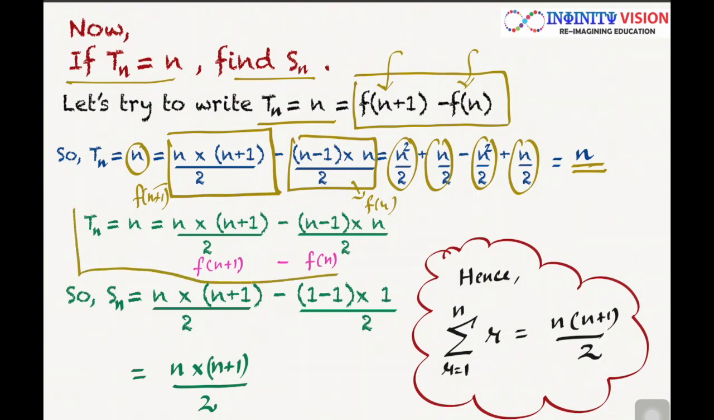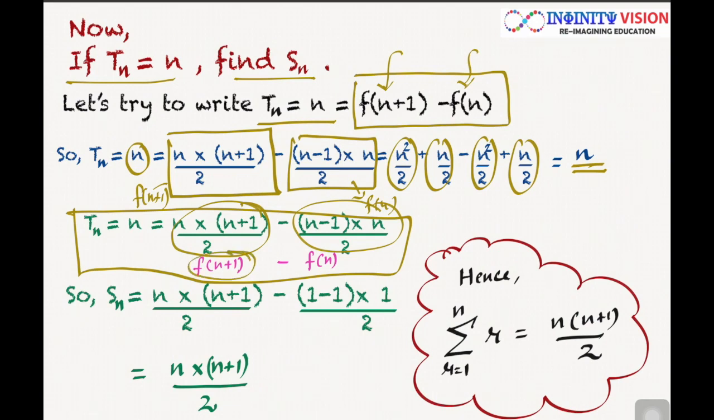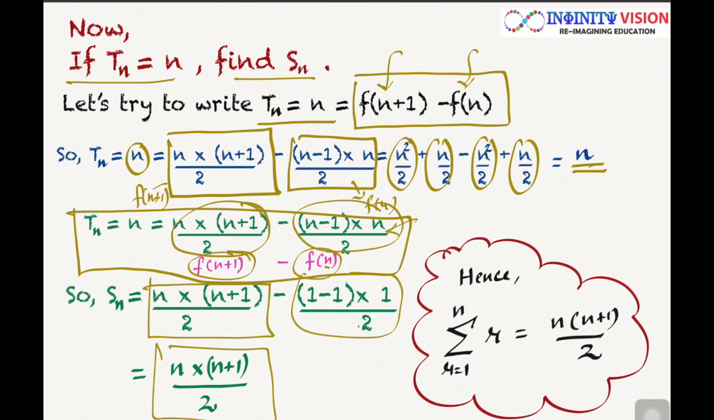So Tn is equal to n, which is n into (n plus 1) by 2 minus (n minus 1) into n by 2. As we know, it is f of n plus 1 and it is f of n. Now, as we have seen in the last example, that if Tn is written as f of n plus 1 minus f of n, Sn would be, the bigger guy will remain unchanged and the smaller guy would be replaced by n equal to 1. So Sn will become n into (n plus 1) by 2 unchanged, and I'll put n equal to 1 in this expression, it will become (1 minus 1) into 1 upon 2, which makes it 0 into 1 by 2. So we are just left with n into (n plus 1) by 2. Hence we can say the sum of the first n natural numbers is n into (n plus 1) by 2.